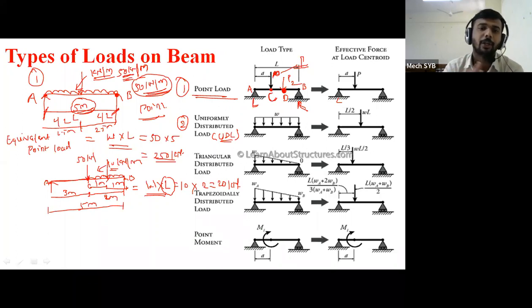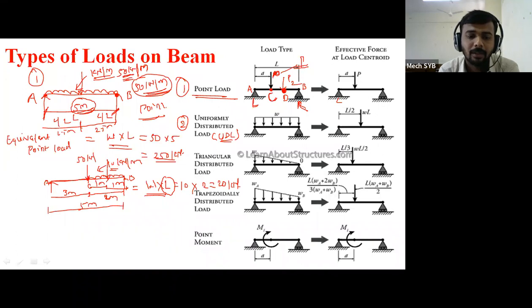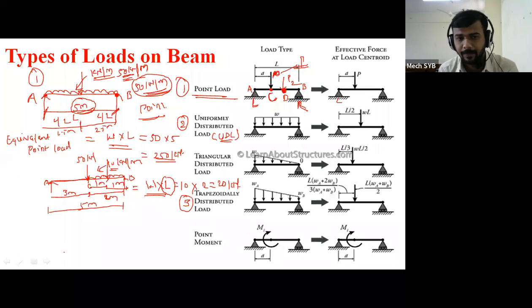So this is the uniformly distributed load. So what will be the definition? The load which is uniformly spread over the entire length of the beam, that load is called a uniformly distributed load. That is UDL. Okay. Then third, uniformly varying load. See, this is again one beam.